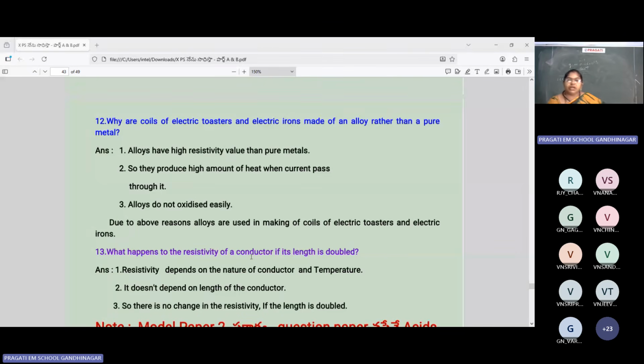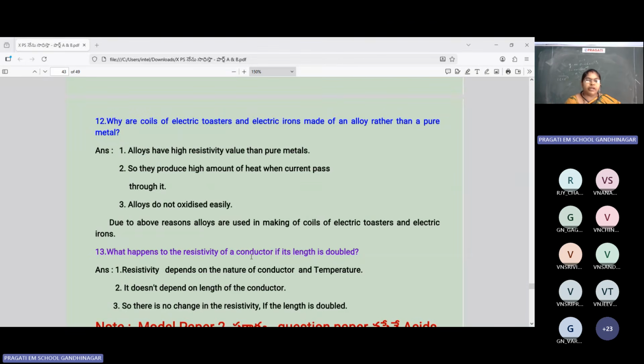Better concentrate on the current bill problem also in electricity. Resistors in series, parallel, and Ohm's law verification. That circuit diagram also prepare well. Prepare well all the circuit diagrams. Okay.